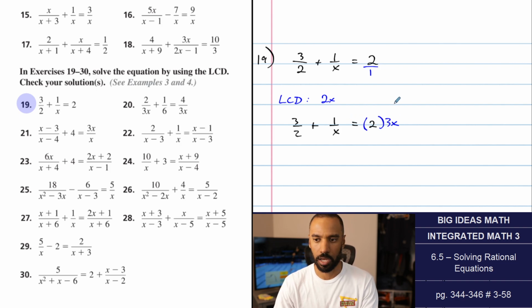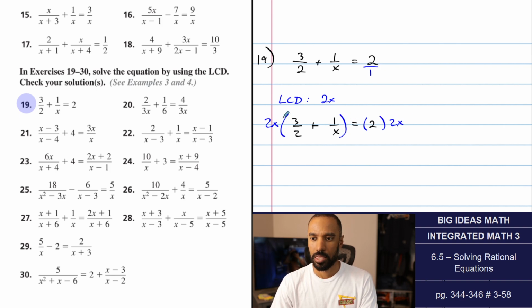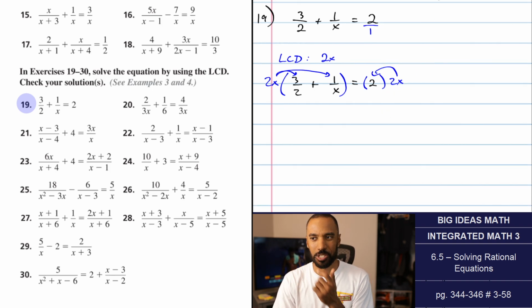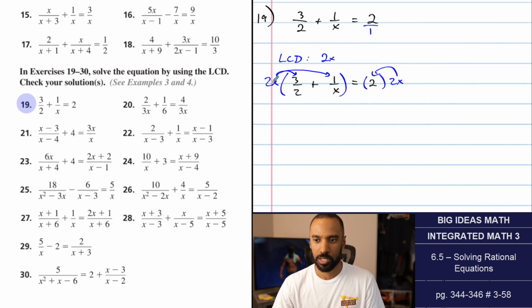2x, excuse me, by 2x. Then distributing 2x into here, 2x times 3 is 6x over 2 is 3x. The bottom line is the 2's would cancel in that, but I can't write cancellation because the 2's got to multiply over here. This is where it can get a little confusing looking.